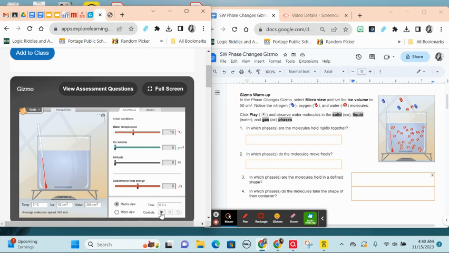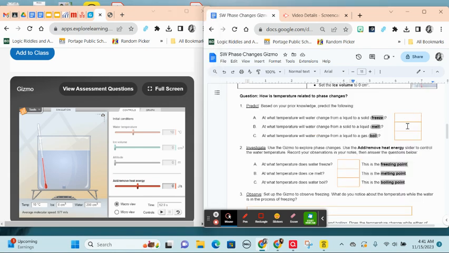Let's hit play. We can see liquid water here, and we're predicting. Letter A, what temperature do you think water will change from a liquid to a solid? What's the freezing point of water? What temperature will water change from a solid to a liquid? What's the melting point of water? And what temperature will water change from a liquid to a gas? What's the boiling point?